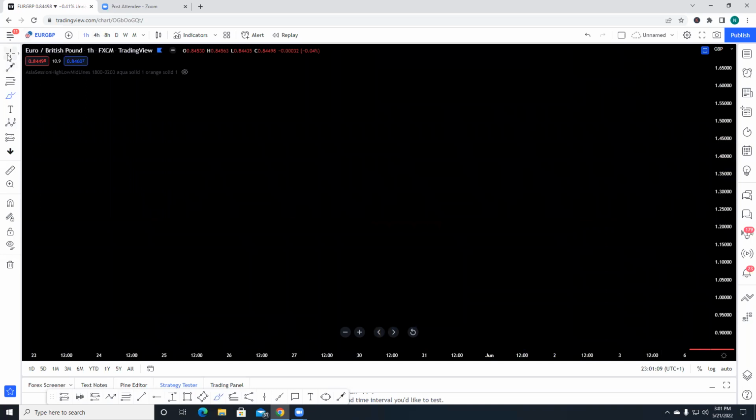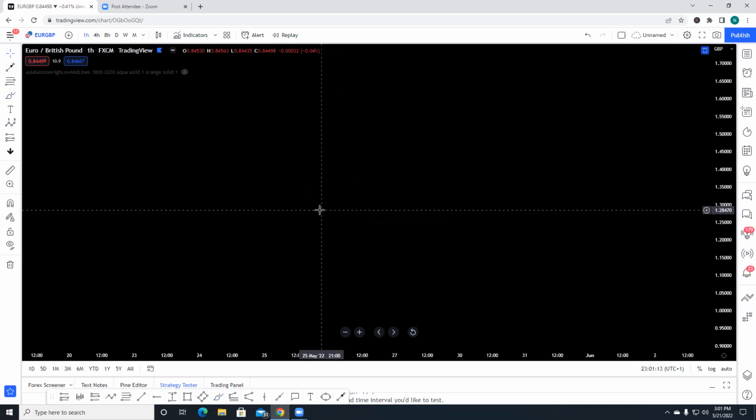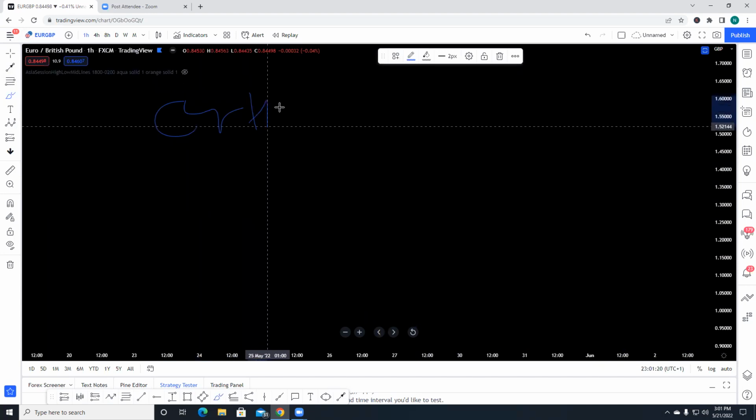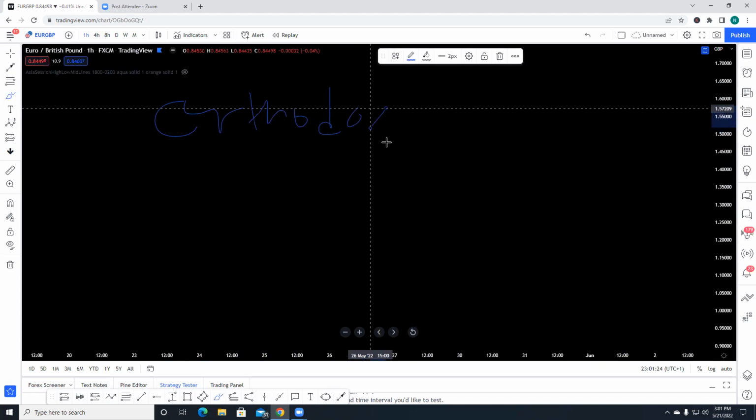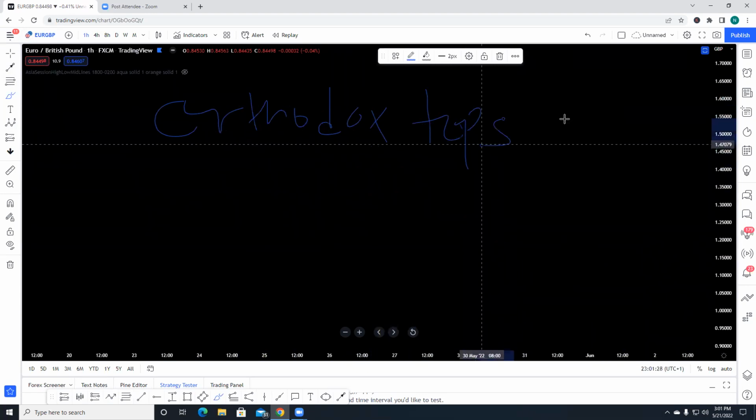Now, let's move forward, guys. Let's move to what is called orthodox top and orthodox low. Orthodox tops and lows.